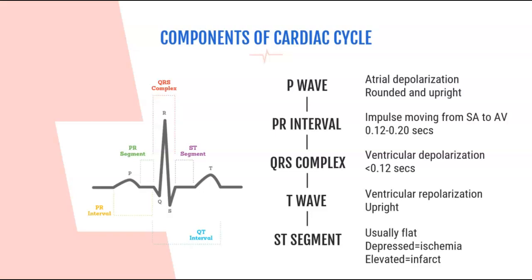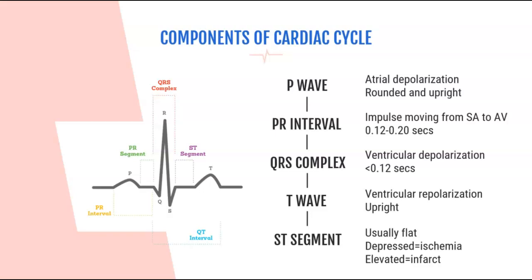The P wave represents atrial depolarization or contraction. This indicates SA node function. P waves should be round and upright, and one P wave should occur per cardiac cycle. One P wave should also occur prior to a QRS complex.